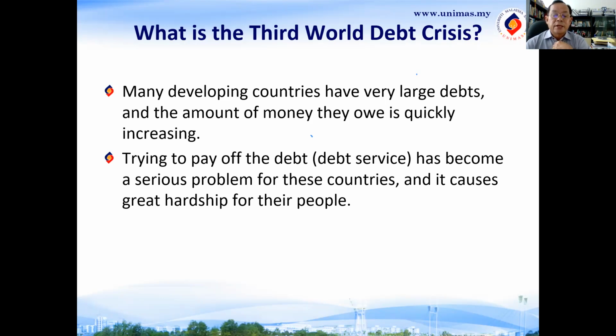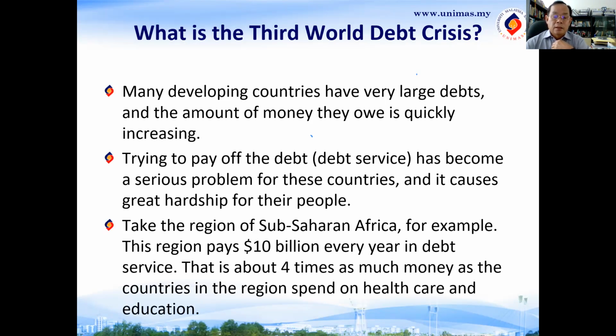So debt servicing has become a serious problem for many of these countries, and as a result of that, it causes great hardship for the people in the country as well. Because whatever money earned by the country is spent on paying back the loan tadi, ya. Jadi tidak banyak yang boleh digunakan untuk membangunkan sama ada the social ataupun physical development in the country.